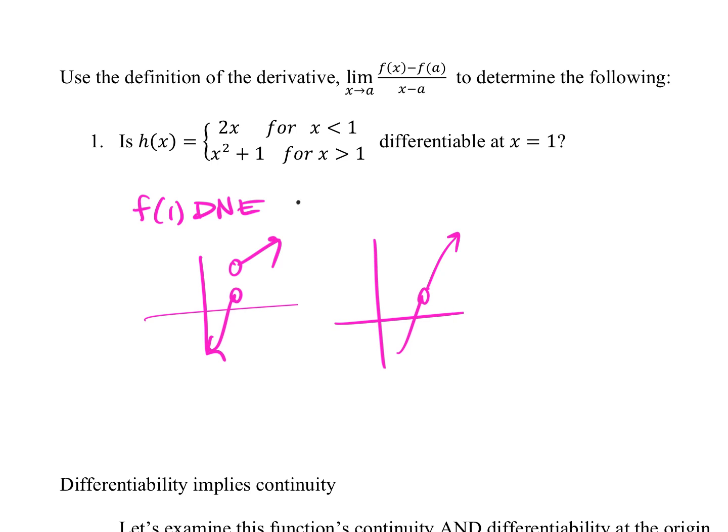Does anyone remember what 3 dots do? Say it again, Daria. Therefore. Yeah, that means therefore, you guys. Therefore, h of x is not differentiable. DIFF, I'm fine with, at x is 1.